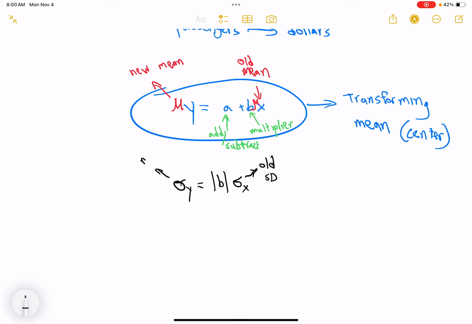This will be our new standard deviation. And B is just our multiplier, right? Because we do not add or subtract from our standard deviation. We only multiply or divide by our standard deviation. And we do absolute value for standard deviation. Why? Because standard deviations are never negative, right? You can be negative standard deviations from something, but the standard deviation itself is not actually a negative number. It has to be positive. All right, and we should know that the shape of the distribution never changes because of these values, right?